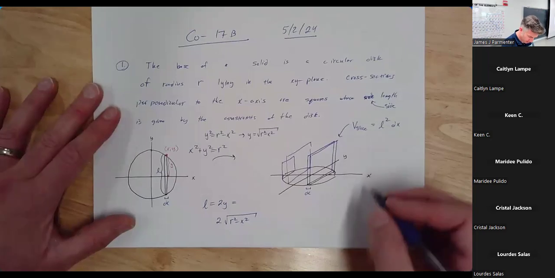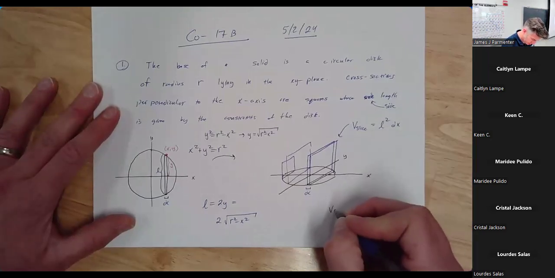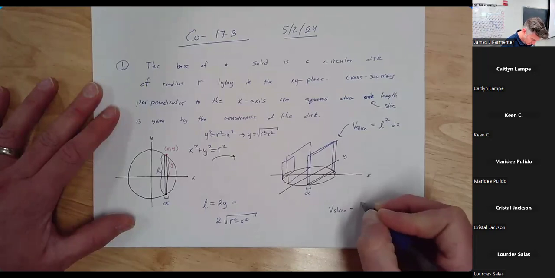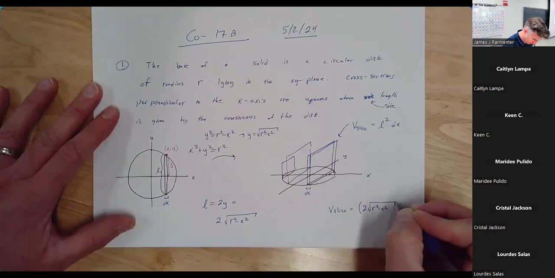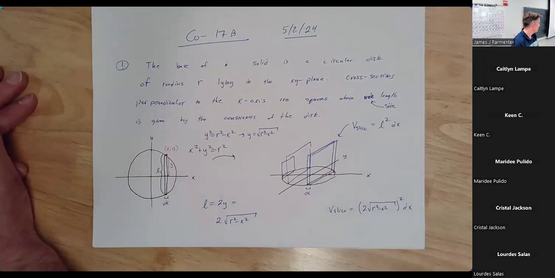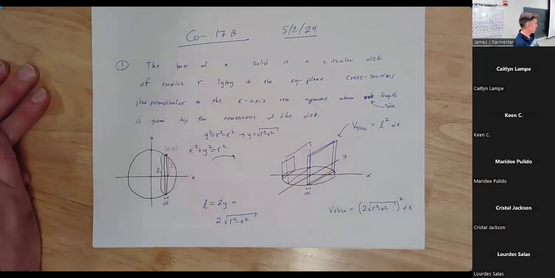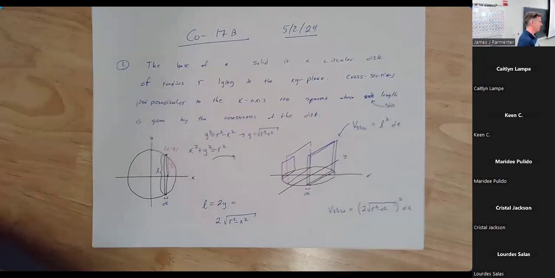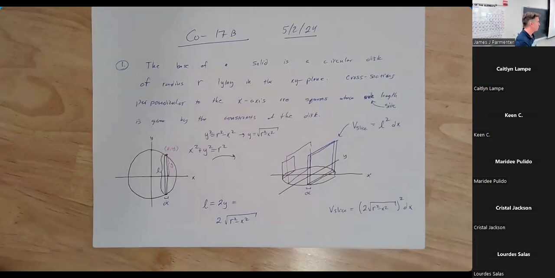Which then means that the volume of our slice is really going to be 2 times the square root of r squared minus x squared, squared, dx. That's the volume of the slice of one slab, I guess, right? It's a thick square. And then just like every other time we've talked about the volume of a slice or the volume of a disc or the volume of a washer, we're going to, quote unquote, add up all the slices' volumes by integrating.